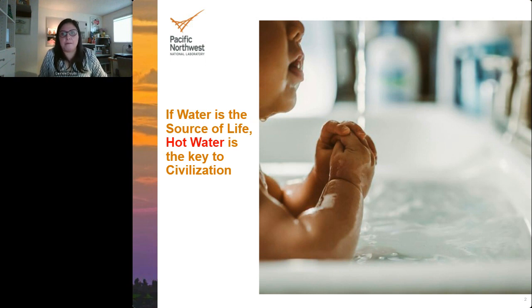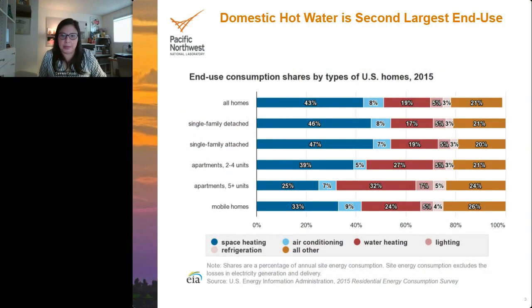So domestic hot water happens to be the second largest end use in buildings, in our homes, as well as some commercial buildings, especially as we're starting to tighten down on envelopes and lighting and HVAC systems, because as Jim addressed, we don't always have the most up-to-date ways to deal with domestic hot water.